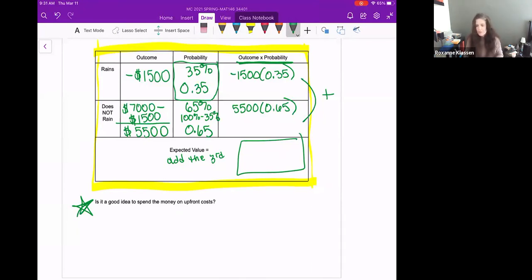All right, let's get your answer ready in the chat. Your overall answer of the expected value. All right, you ready? 3, 2, 1, go.